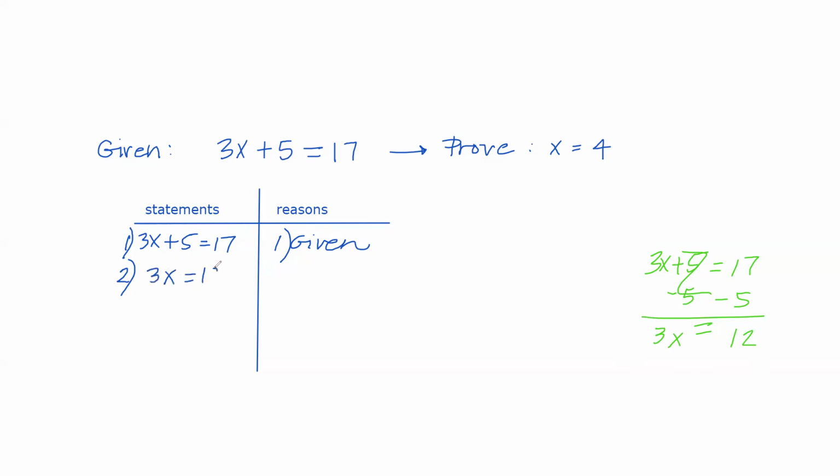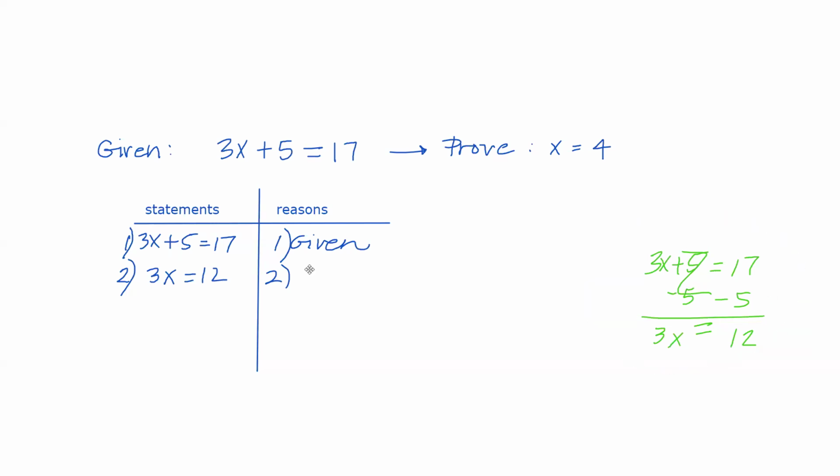3x = 12. And here's where lots of times students mess up their proof: they'll say that this is the addition property of equality because there's a plus 5 in the problem. Think about when you were solving. You didn't add in order to solve. Over here, what did we do to both sides of the equation?